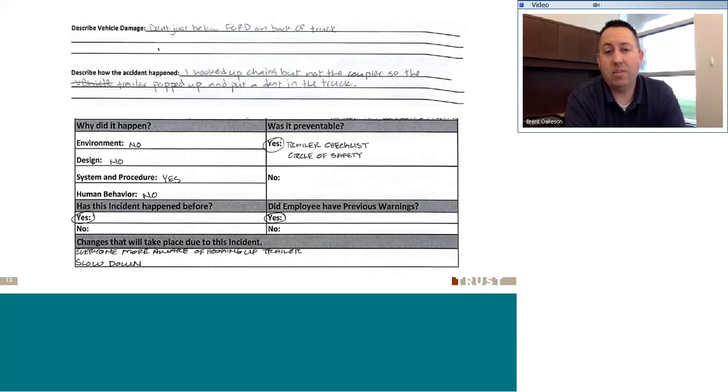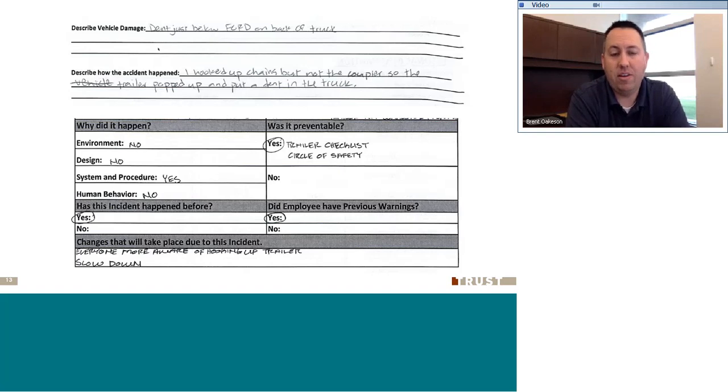So they did some really good things here. They have it in categories where it says, why did it happen? They've got several broad categories: environment, design, system, procedure, human behavior. Those are good. And they did identify that it was a system and a procedure problem why that accident happened. So that's good. We could ask ourselves, okay, so what's the root cause here? Is it that the system wasn't followed? Is it that the procedure is not in place?